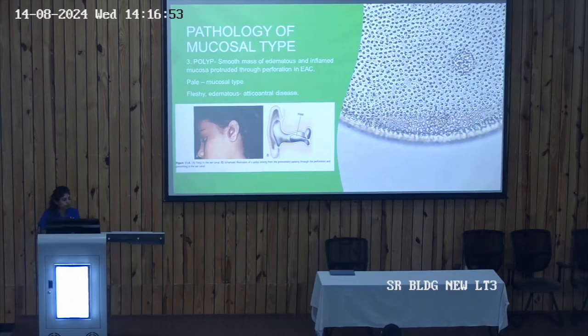Then comes the polyp. A polyp is basically a smooth mass of edematous and inflamed mucosa which protrudes through the perforation into the external auditory canal. The mucosa of the polyp can be pale, usually in mucosal type. In mucosal type, very rarely we see polyps. It's usually present in the squamosal or unsafe type, when the polyp is fleshy and edematous. The polyp can be attached anywhere. It can be attached to the facial nerve also, so we have to be very careful.